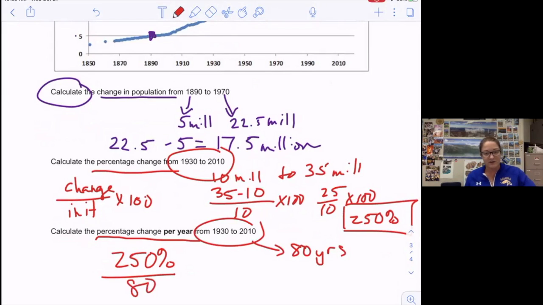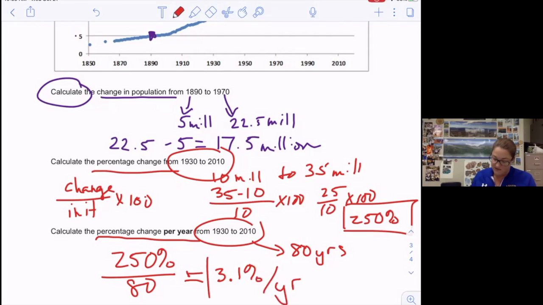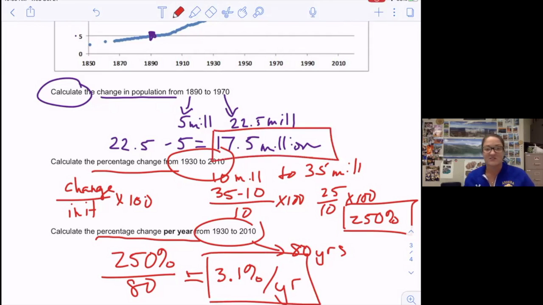So 250 divided by 80, got to use my calculator now. It's going to give me an answer of 3.125 percent per year as an answer. You want to make sure that you're putting units on your answers as well.